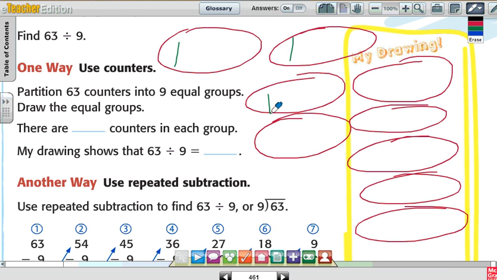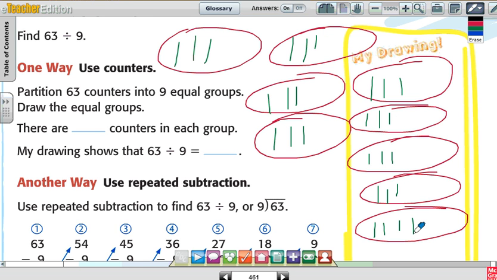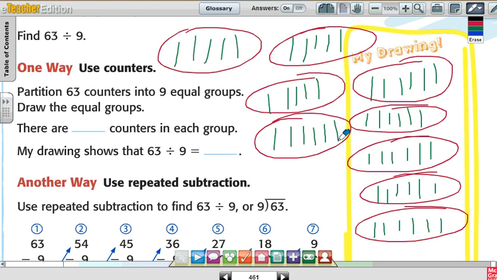1, 2, 3, 4, 5, 6, 7, 8, 9, 10, 11, 12, 13, 14, 15, 16, 17, 18, 19, 20, 21, 22, 23, 24, 25, 26, 27, 28, 29, 30, 31, 32, 33, 34, 35, 36, 37, 38, 39, 40, 41, 42, 43, 44, 45, 46, 47, 48, 49, 50, 51, 52, 53, 54, 55, 56, 57, 58, 59, 60, 61, 62, and 63. And there are counters in each group.